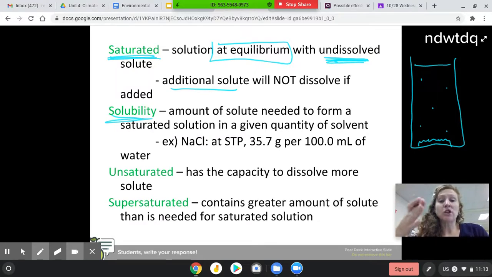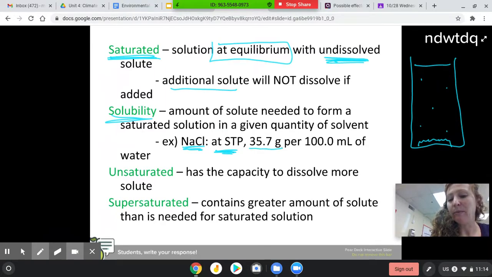So this measurement of solubility is actually a measurement we can make. If you look down here, the solubility of NaCl at STP. The first thing to note is they note the temperature and pressure, because if you change temperature and pressure, you're going to change solubility. And we'll look at that a couple slides from now. All right, so at STP, 35.7 gram per 100 milliliters of water.